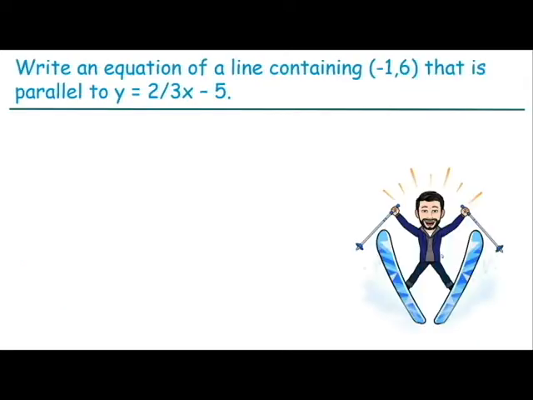Let's take this one step further and do something a little more challenging. I would like to write an equation of a line that passes through the point negative 1, 6, but is also parallel to y equals 2/3 x minus 5. If I were to plug a negative 1 into this equation, it would not give me a 6. I'm looking for a completely different equation that passes through this point, but has the exact same slope.